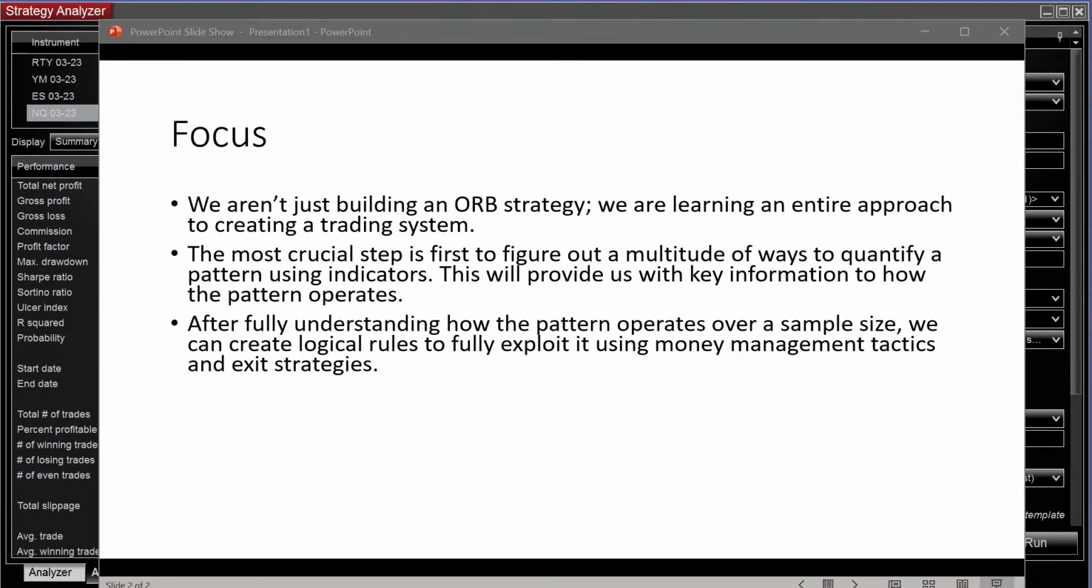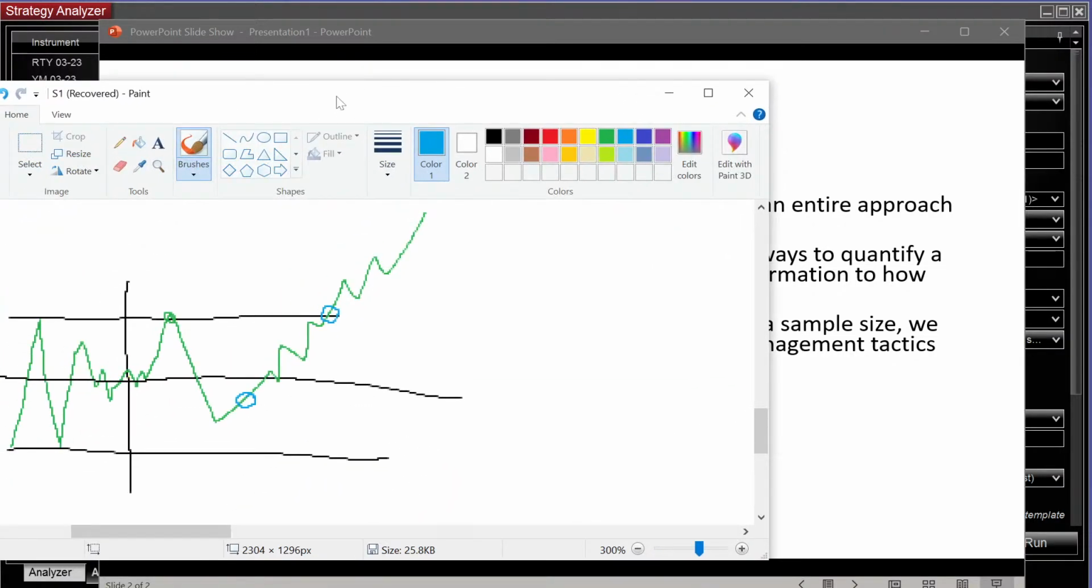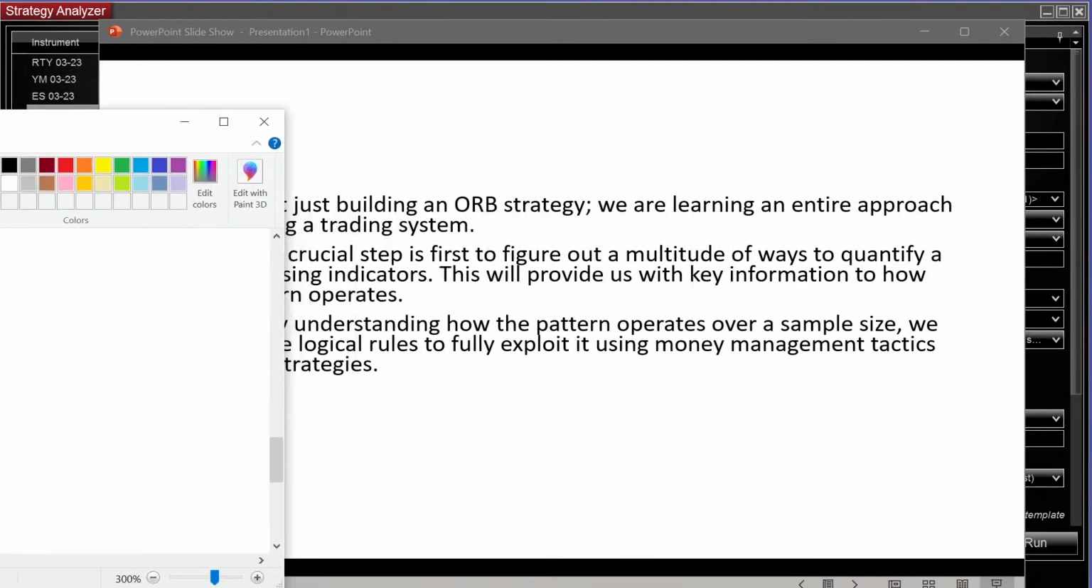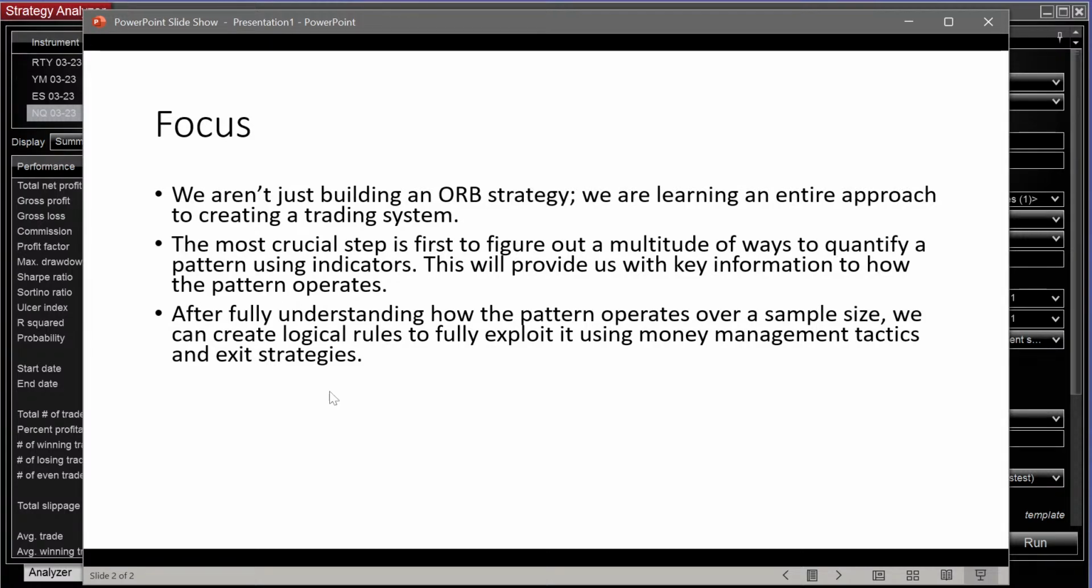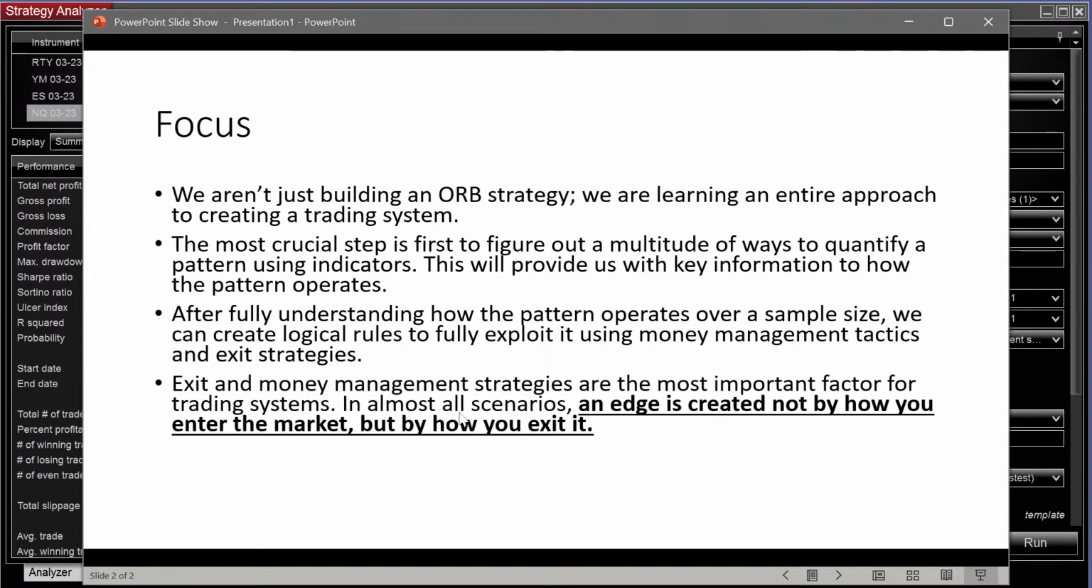Another money management tactic I want to look at real quick. Well, actually, I guess I can give my last point first. So the last point on the slide: exit and money management strategies are the most important factor for trading systems. In almost all scenarios, an edge is created not by how you enter the market, but how you exit it.